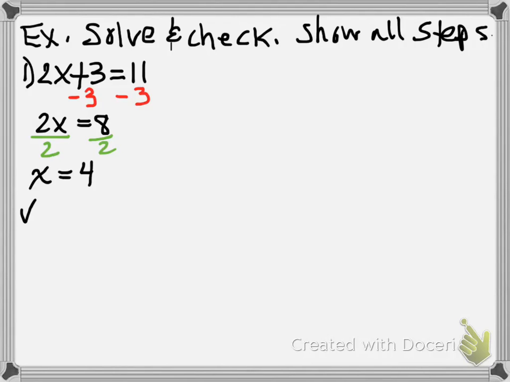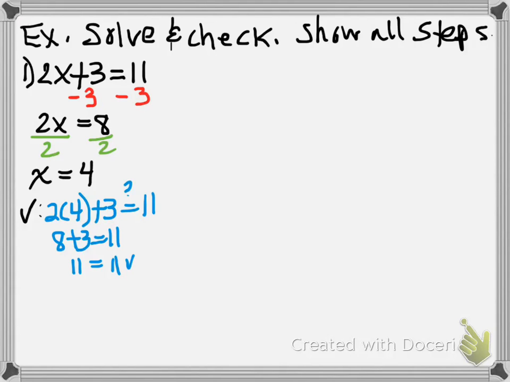Now, before I can go ahead and say, yep, I agree with that answer, I'm going to do my check. And the check replaces, substitutes in for x its value, and checks to make sure if what's on the left actually equals what's on the right. So I have 2 times 4 is 8. 8 plus 3 is 11. Since 11 equals 11, that says, yep, you were right, x equals 4.